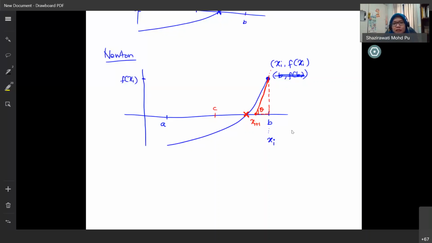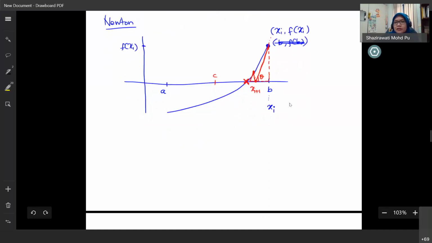You can imagine for the second time you construct another tangent, so you will start from this point here. If you construct another tangent, you will have that triangle, and you will see you are getting closer to the actual root. That's the brief idea of the Newton-Raphson.